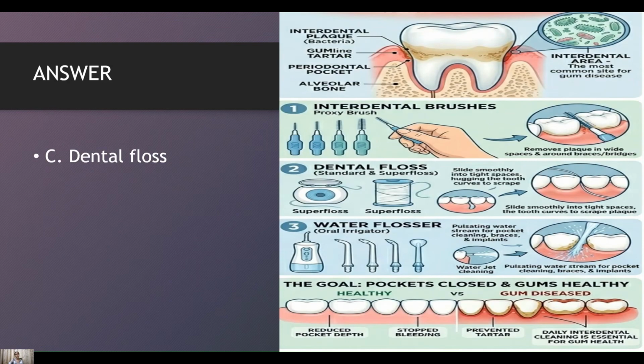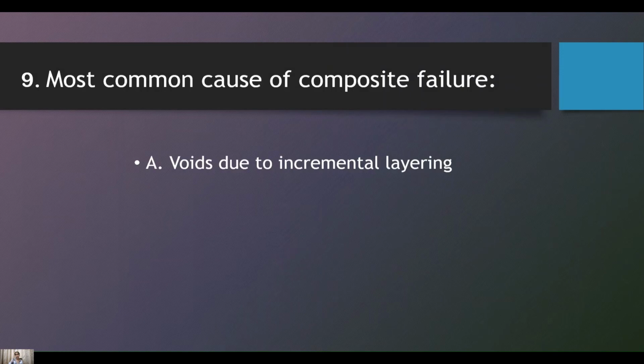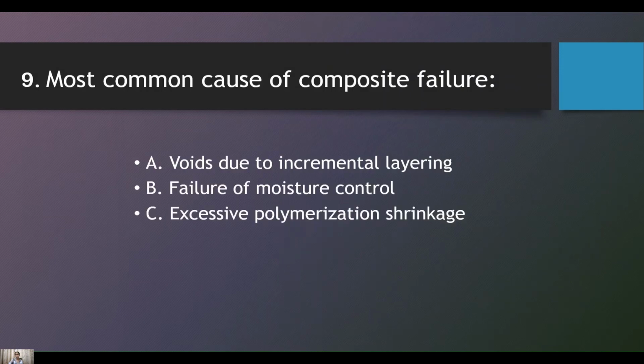So let's move forward to our next question. What is the most common cause of composite failure? Is it A. Voids due to incremental layering, B. Failure of moisture control, C. Excessive polymerization shrinkage, or D. None of the above? So the number one enemy of dental composites is B.